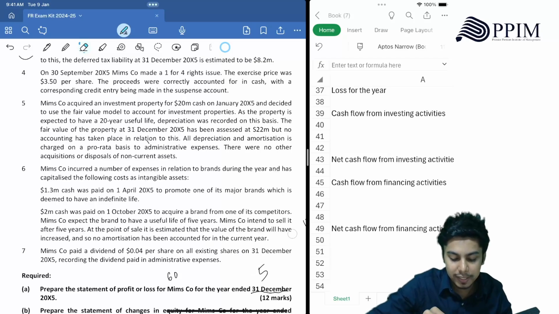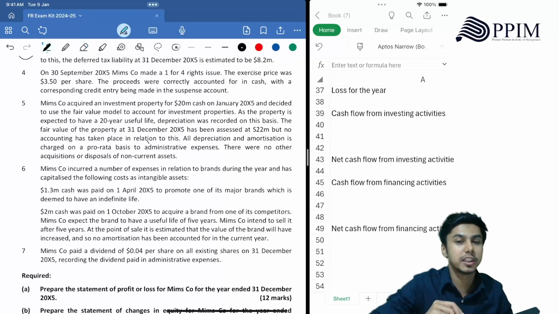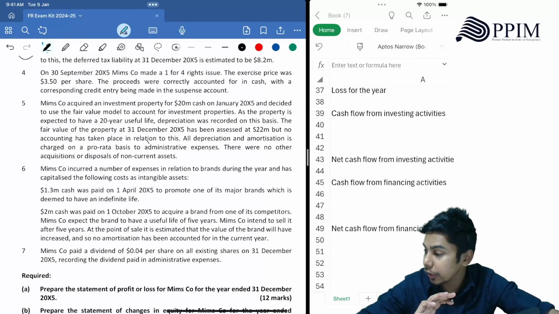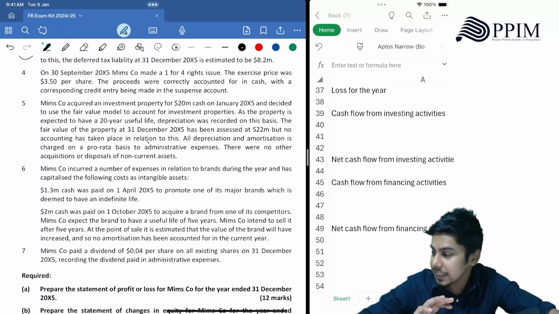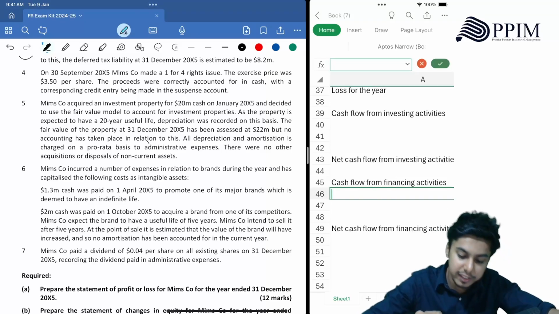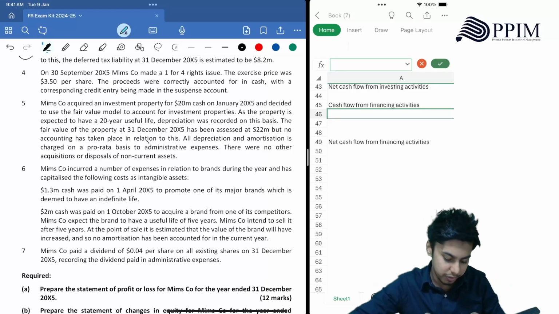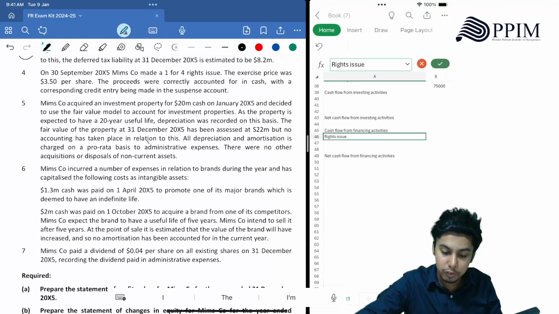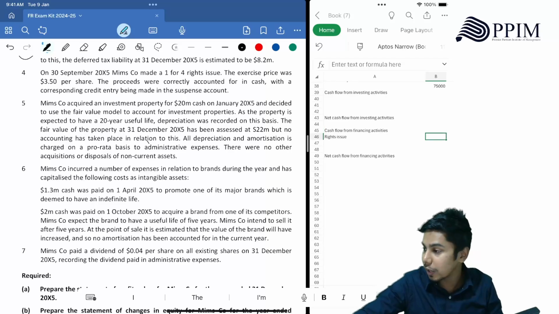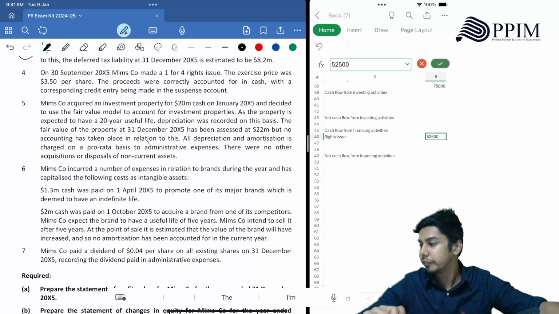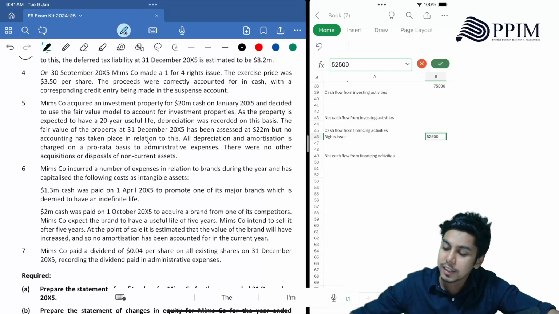What is the fourth paragraph about? Rights issue. Will rights issue come under the cash flow statement? Yes or no? Yes. Which activity? Financing activity. When you issue shares, it's a financing activity. Now start writing under financing activity over there. Let's start marking the answer now. Rights issue. What was the answer you all got for rights issue? The answer was 52,500.